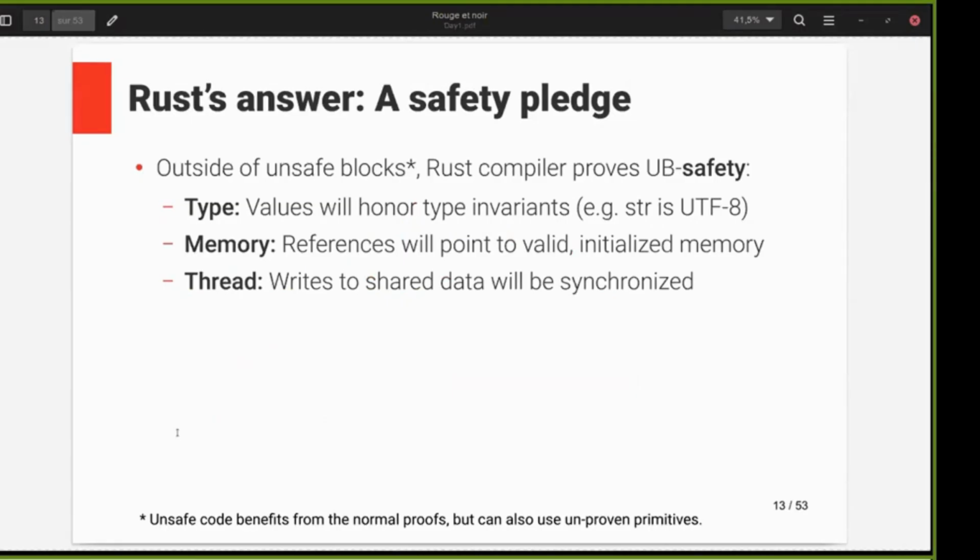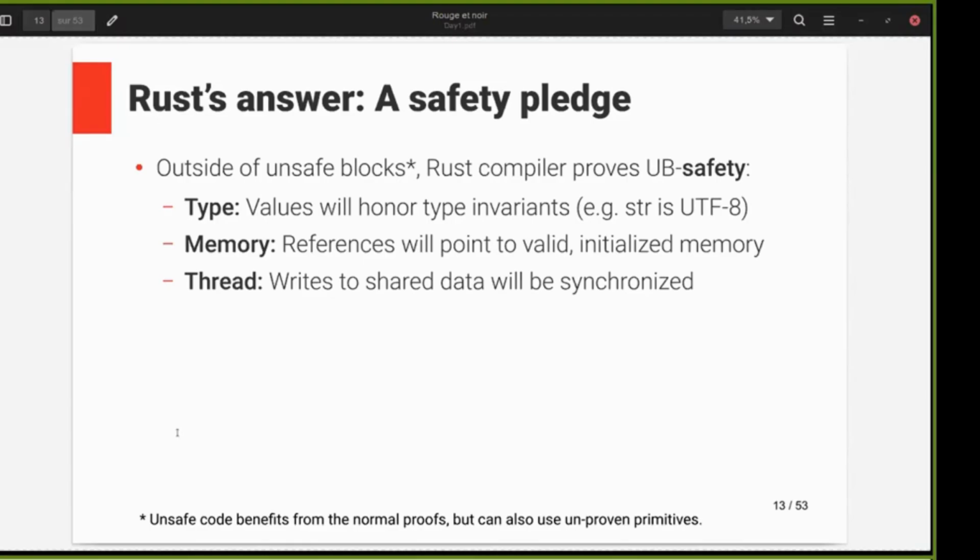To that, the answer of Rust is to make a safety pledge. That is to say, outside of unsafe blocks, the contract that the Rust compiler sets up is to prove the absence of undefined behavior, which is called undefined behavior safety. More precisely, the compiler will prove 3 kinds of safeties in theoretical programming jargon. Type safety, which is to say that the values you are manipulating honor the invariants set out by the types. Like, for example, if you manipulate a string in Rust, strings are UTF-8, so you cannot have a string that contains bytes which are not legal in an UTF-8 sequence.